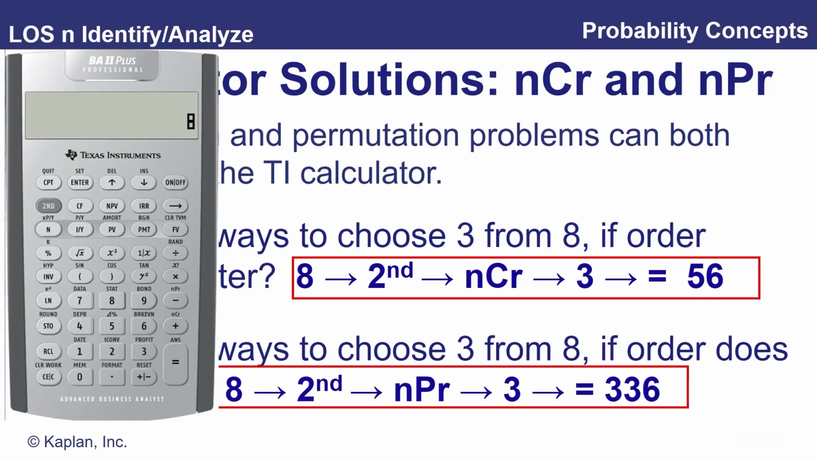So 8 first of all, second function plus button. I want to choose 3 items. How many combinations? 56. Okay, if we want permutations, then we do exactly the same, but we type the nPr button, which is, of course, second function and the minus key. So let's do that now. 8 items to choose from, second function minus. I want to choose 3, and there you go, 336.